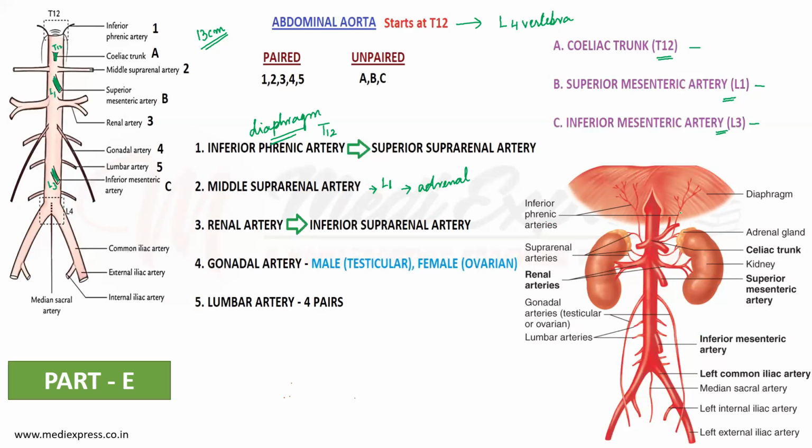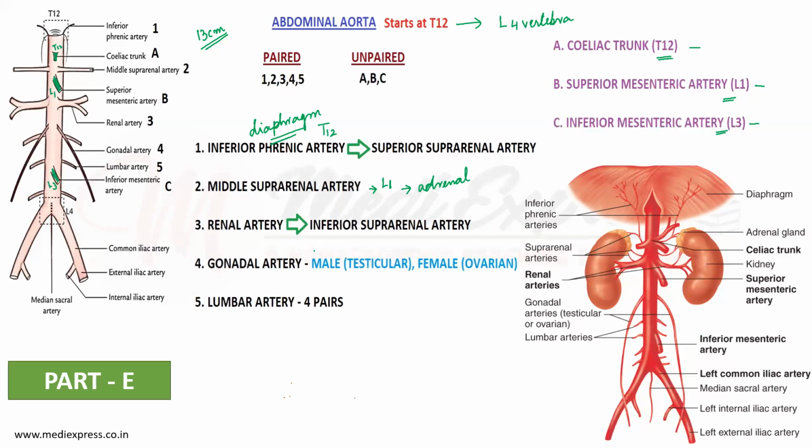Inferior phrenic artery we have. So, suprarenal arteries, you can see: we have a superior suprarenal artery, an inferior suprarenal artery, and a middle suprarenal artery. All three will supply the adrenal gland.